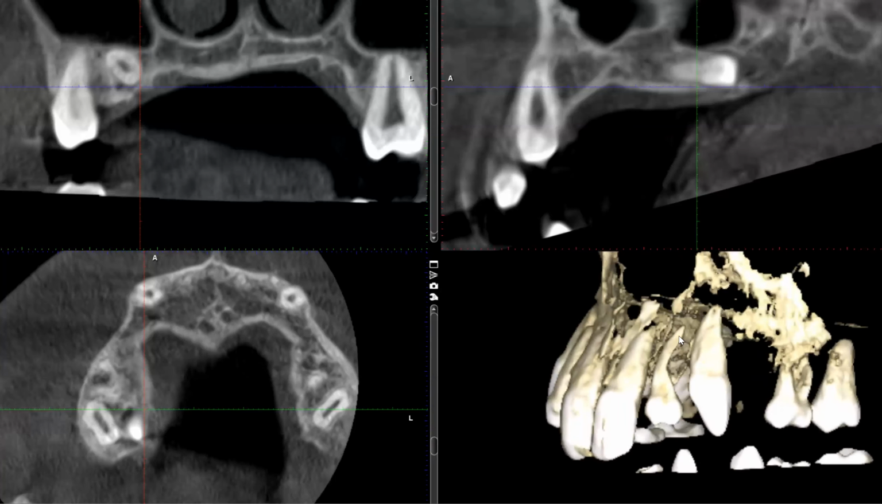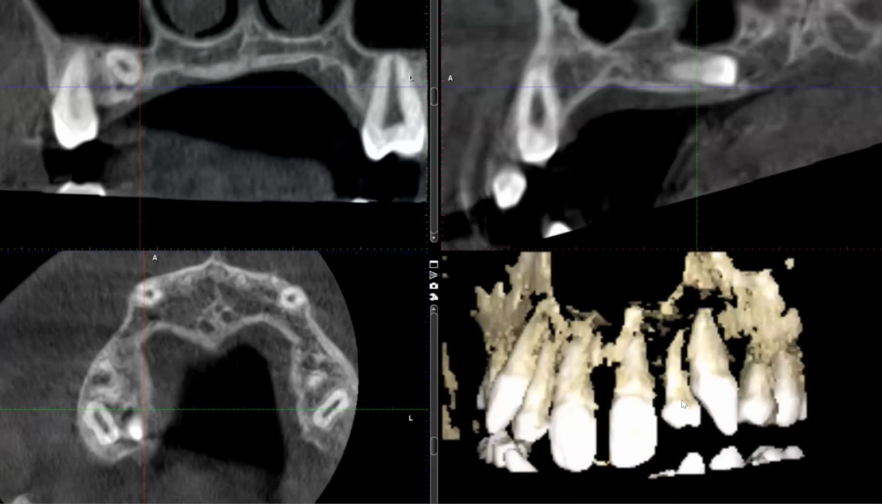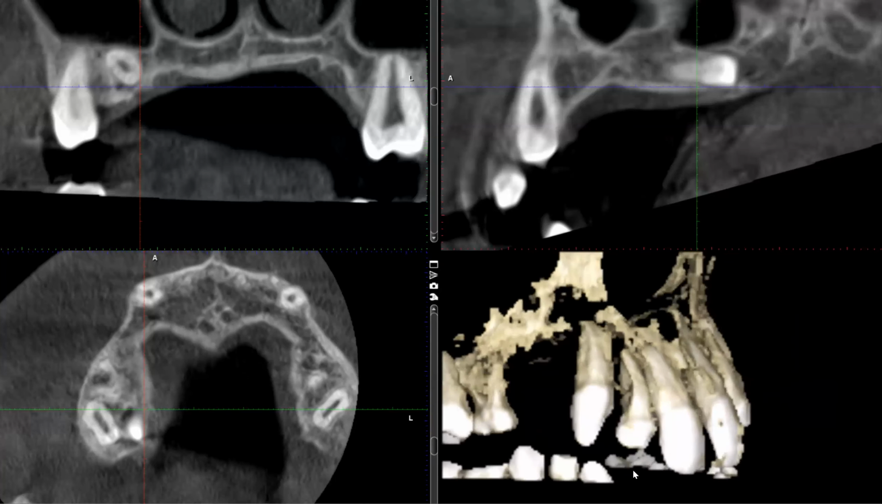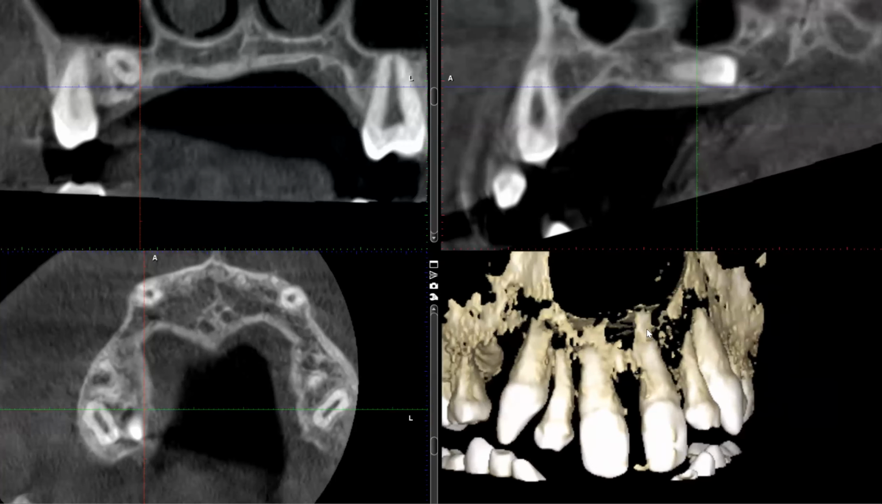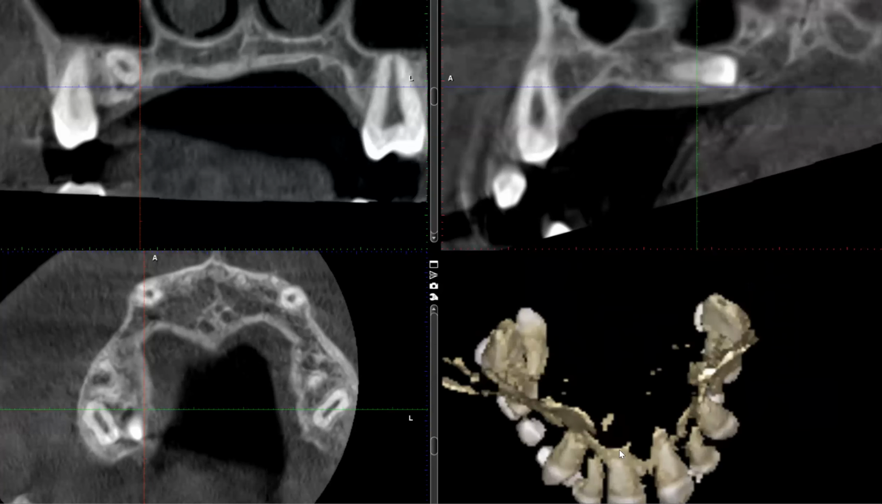So again, let's recap some of the features: retained primary teeth and missing multiple permanent teeth. Look at the amount of resorption of the lateral incisors and conically shaped permanent canines and horizontal impaction of this right premolar.